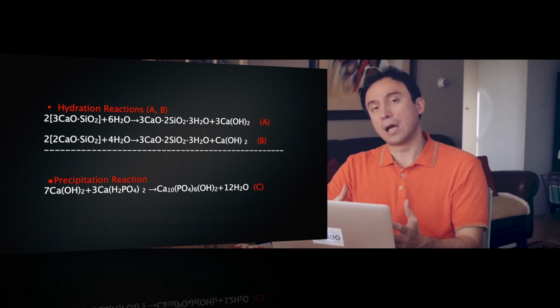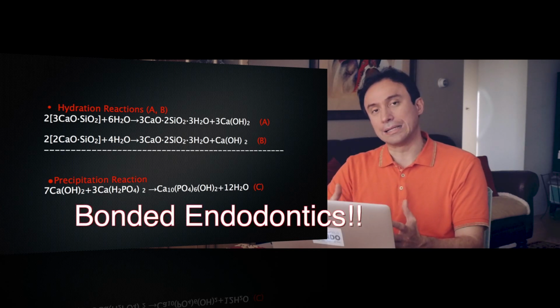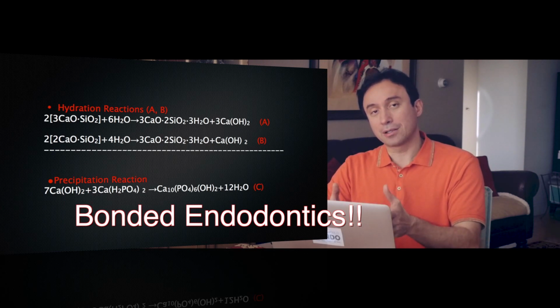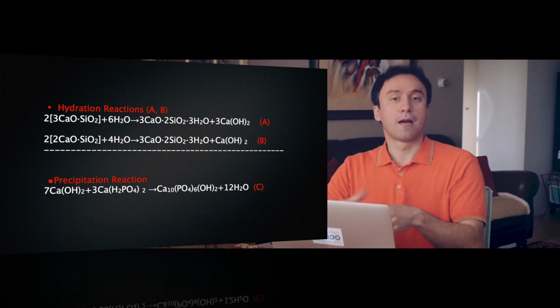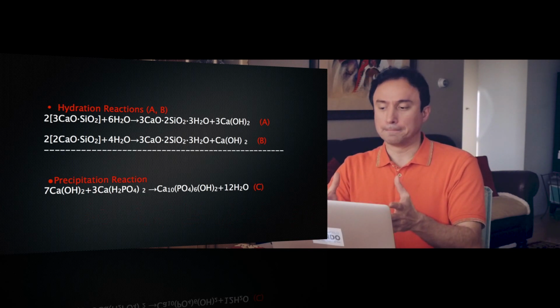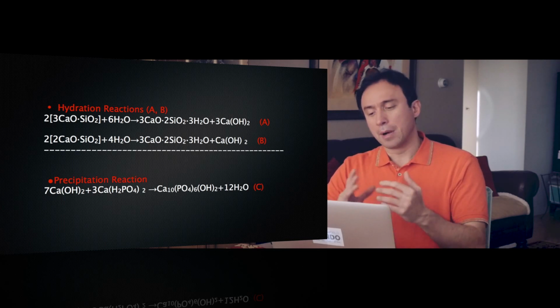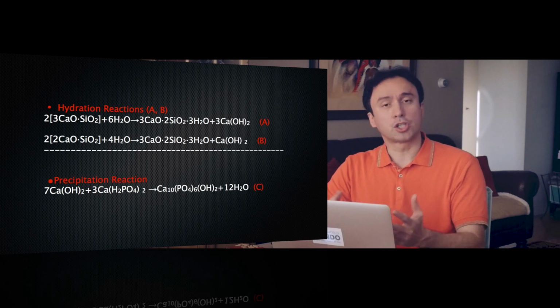And that's where the whole idea of bonded endodontics begins, because this tiny little change in our cements may appear tiny, but it is grand, and it has large consequences and ramifications, which we're going to talk about in future tutorials. But this bond has been shown by research, and it does change the game, basically.